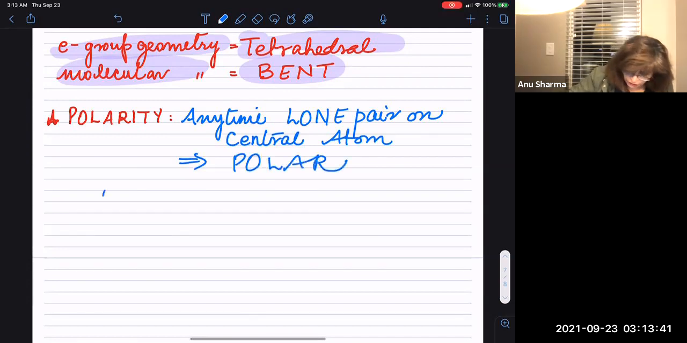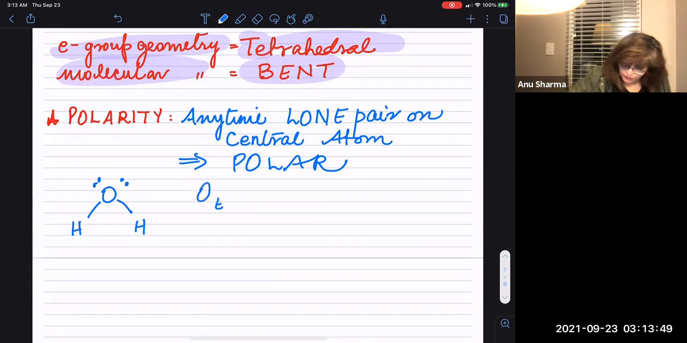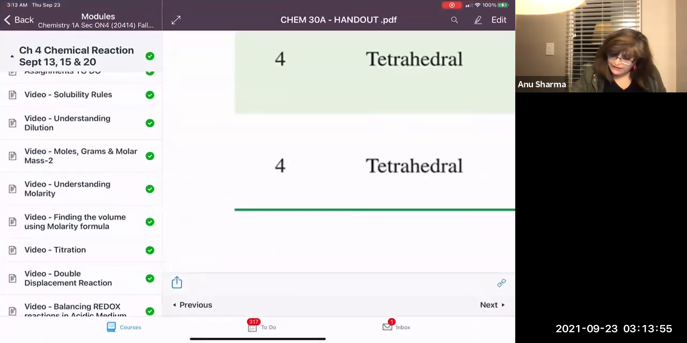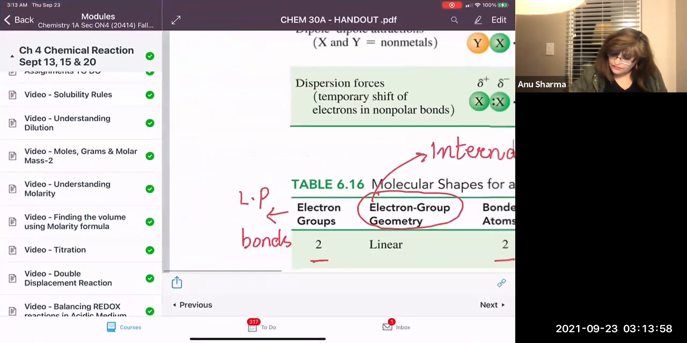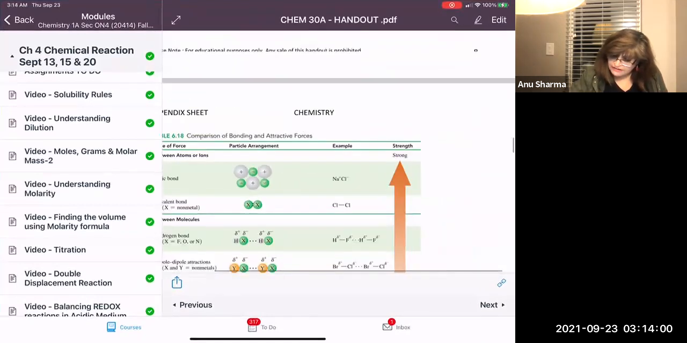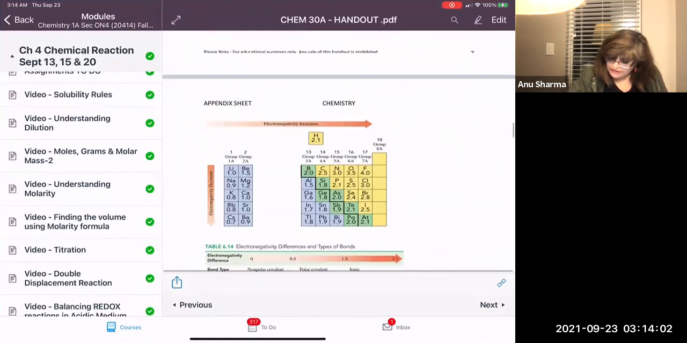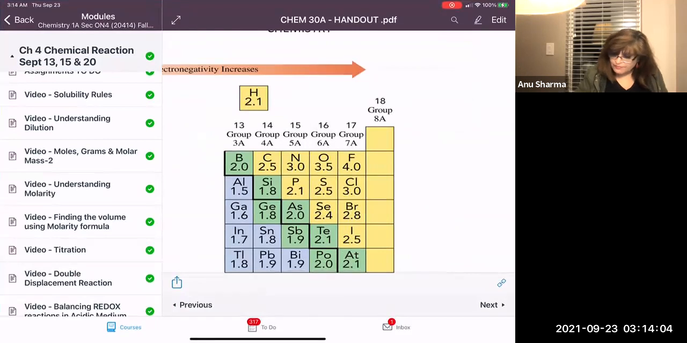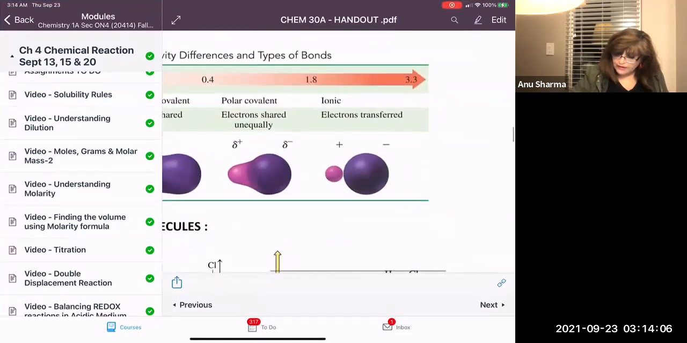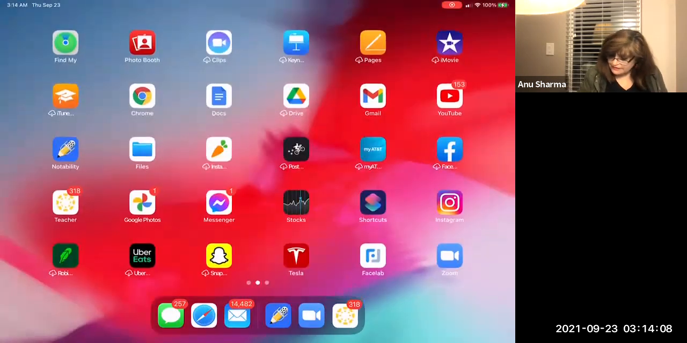So for oxygen, two lone pairs, bent molecule, hydrogen and hydrogen. Oxygen is more electronegative than hydrogen. And the value is again 3.5, and hydrogen is 2.1. So 3.5 minus 2.1, that's the polar covalent.